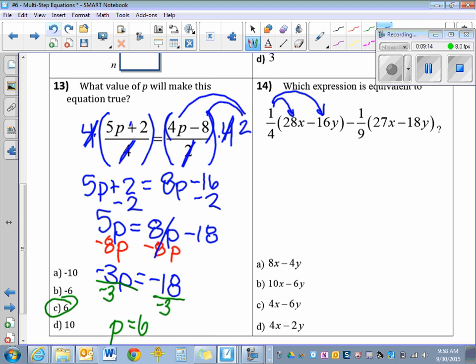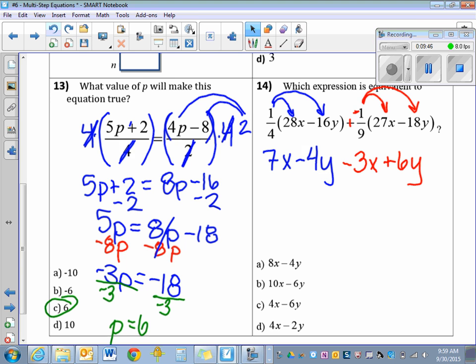Alright, so we have to distribute 1/4 to both pieces. 1/4 times 28 is 7, because it's 28 divided by 4. So 7x. 1/4 times negative 16 is negative 4y. And then, oh look, we have to distribute again. What am I distributing to both pieces? Negative 1/9. Make sure you have this negative with it. If it helps you, do plus and negative there to remind yourself. So then I get minus 3x plus 6y.